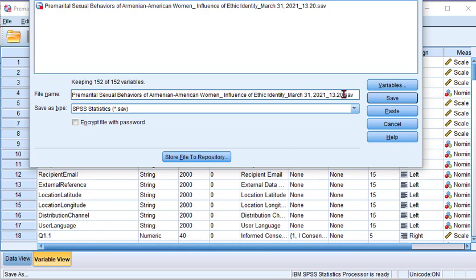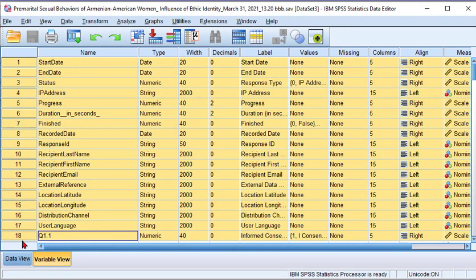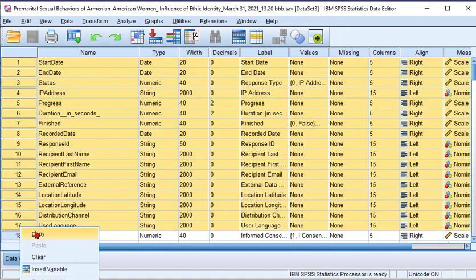Okay. I learned that lesson the hard way. So, in case I screw up, we can always go back to the original. Okay. Got it. So we don't need any of these things. We're going to get rid of them.